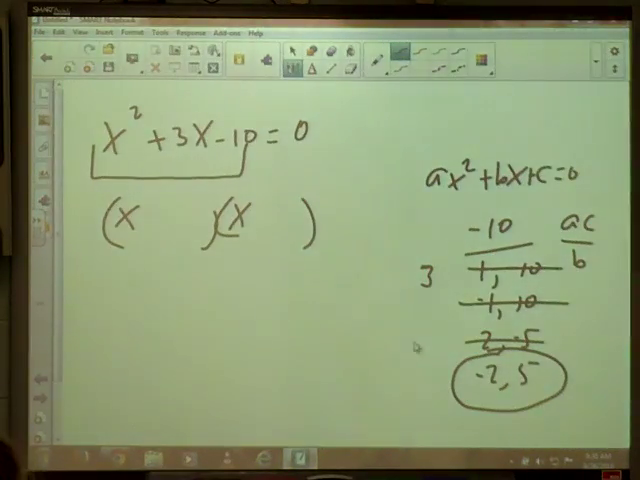The rest of my binomials comes from those factors I just found. I had a negative 2, so I put a minus 2 in there. I had a positive 5, so I put a plus 5 in there. And we're done. No? We're close, though. We're close.